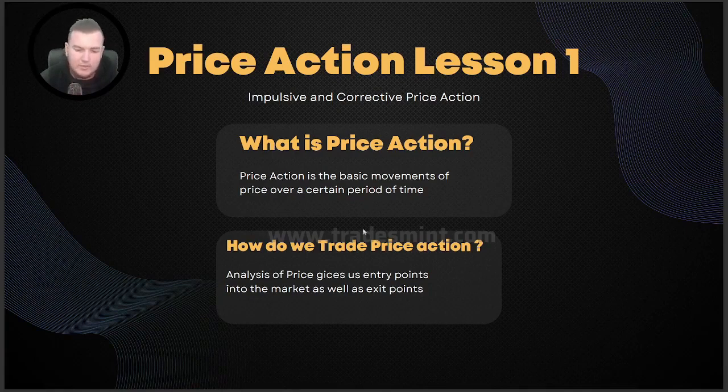Okay, and how do we trade price action? Price action is basically the analysis of price, which gives us entry points into the market as well as exit points. So for those who are thinking, how can it give me both an entry and an exit point? An entry point is basically if you see a price action pattern that gives you a reason to buy, obviously you would buy. And if you hold that buy and you come back an hour later and price has given you a sign that it is looking to sell, you would obviously close that buy, which gives us an exit point. Okay, but for this section we are going to be mainly focusing on impulse and corrective price action.